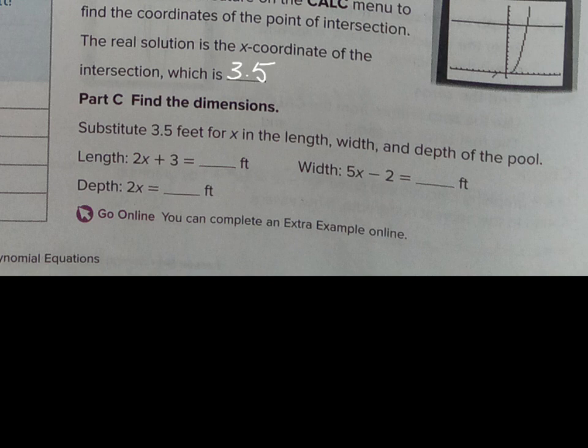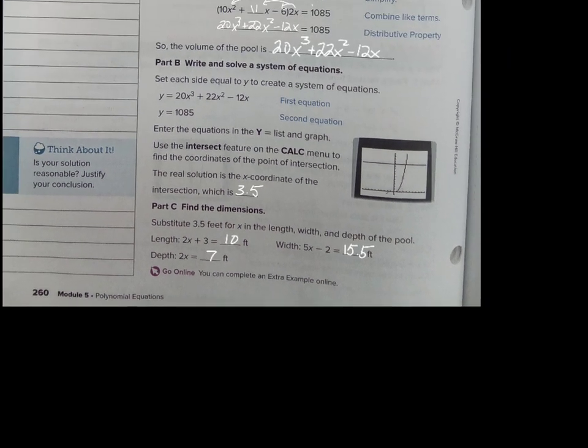So then we substitute 3.5 in for x for our length, and we get what? 10. We put it in for our width and get what is it? 15.5. And then finally our depth will be 7 feet. Is that okay?